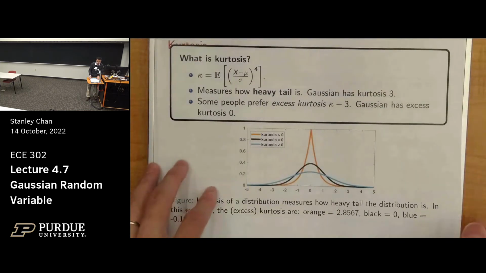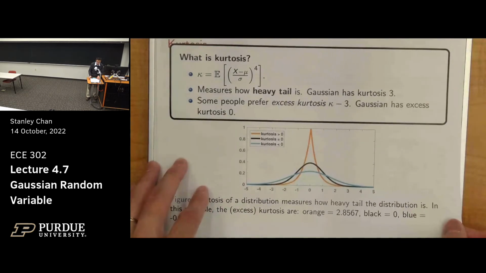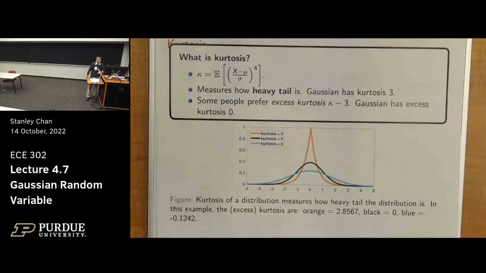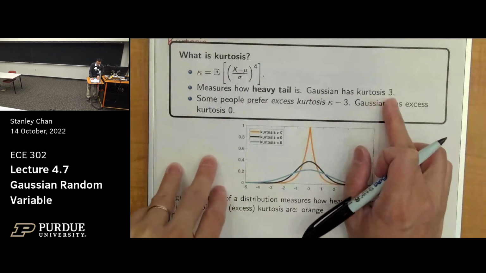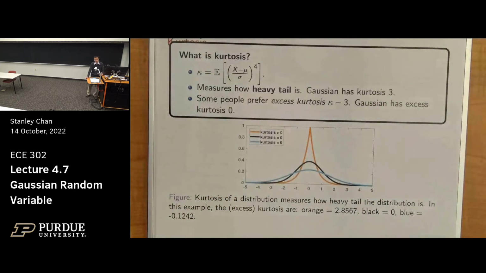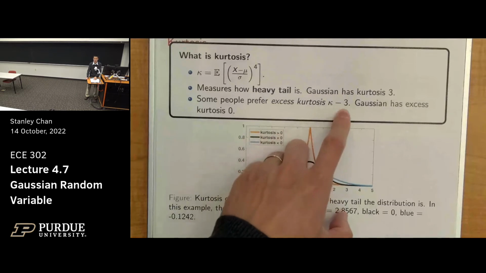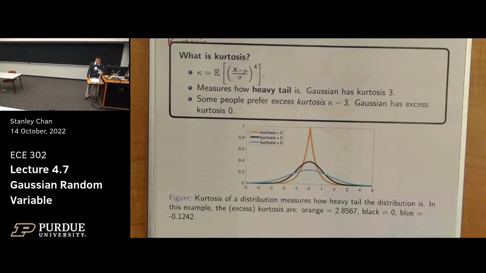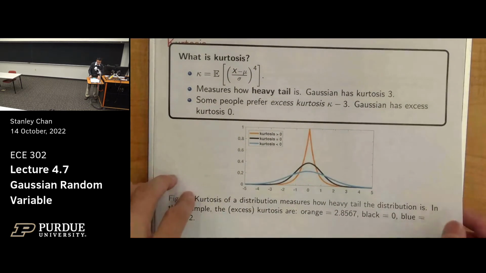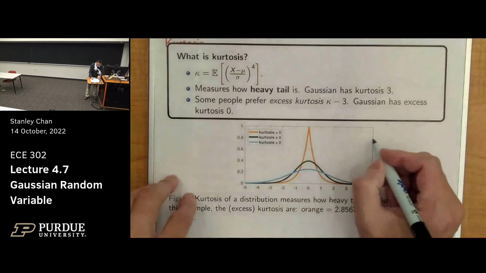Kurtosis is another very useful tool. It measures how heavy the tail of your distribution is relative to a Gaussian. The Gaussian has a kurtosis of 3, and sometimes people just calculate the excess kurtosis by subtracting this 3, so that the Gaussian will have a 0 excess kurtosis.